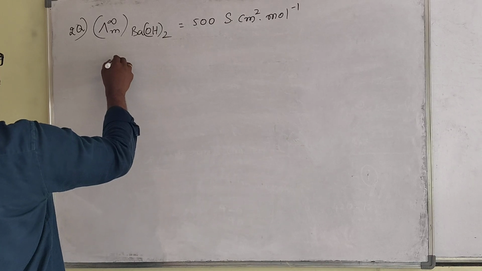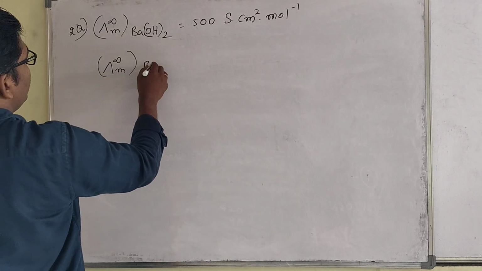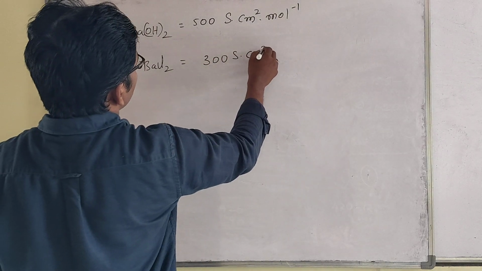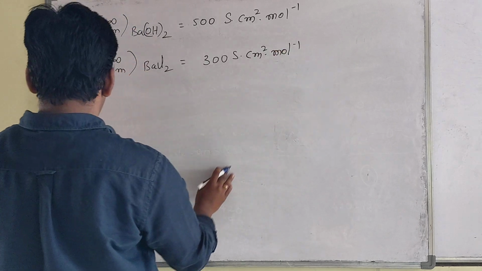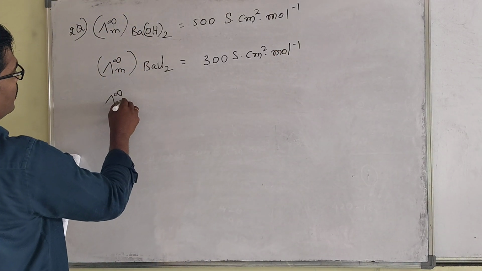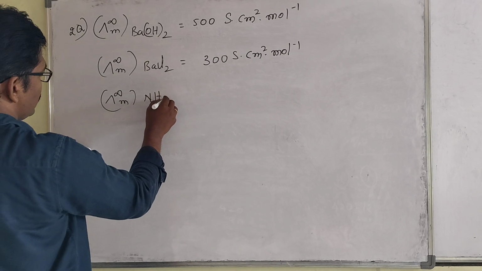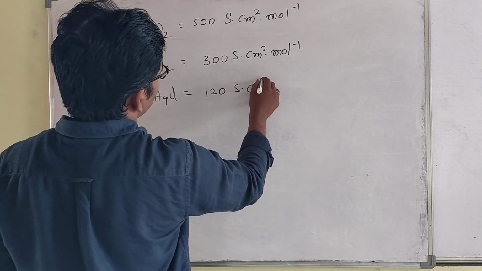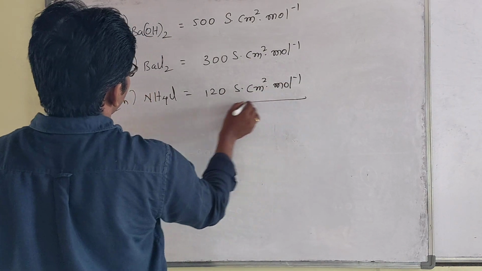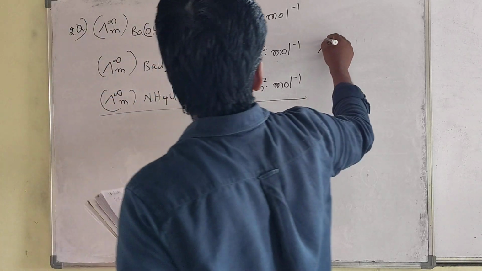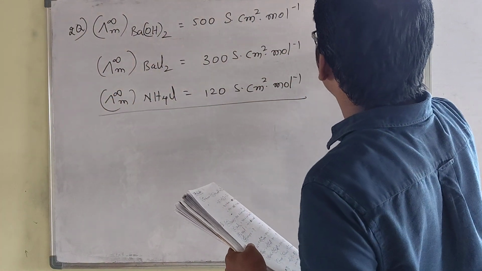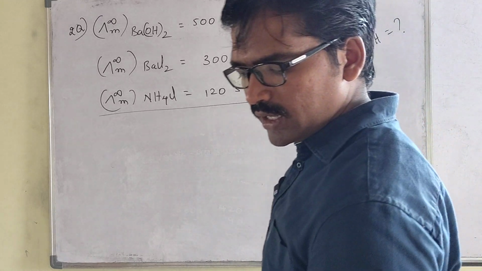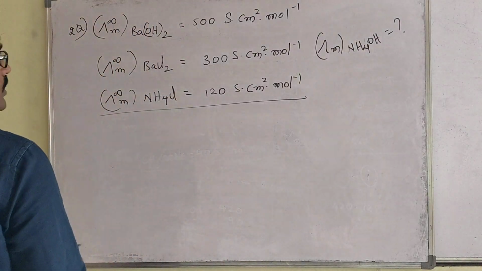Then one more, limiting molar conductivity of BaCl2 is equal to 300 Siemens centimeter square mole inverse. Then limiting molar conductivity of NH4Cl is given, that is equal to 120 Siemens centimeter square mole inverse. Then they are asking a question from this. So limiting molar conductivity of NH4OH is how much? That is the question.